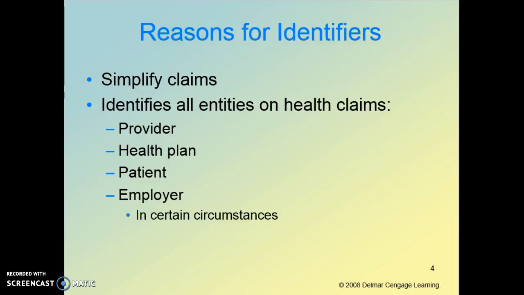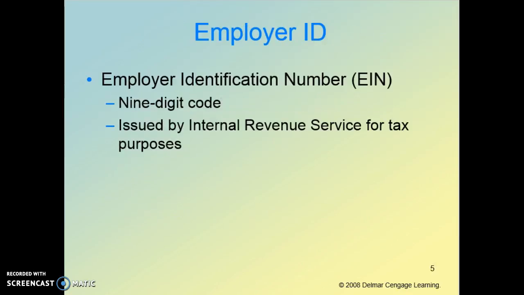So basically, just like with everything else we've been discussing when it comes to HIPAA and the claims surrounding the use of HIPAA, the main reason for any identifier is to simplify the claims. The idea is that when we're looking at a claim, we're able to easily identify who the provider is, who the health plan is, who the patient is, and even in some circumstances who the employer is. For example, employer ID is a 9-digit code. It's going to be used on all the claims for that particular identifier, and it's the same number that's used by the IRS. So again, consistency. The whole idea is for everybody to be on the same page.